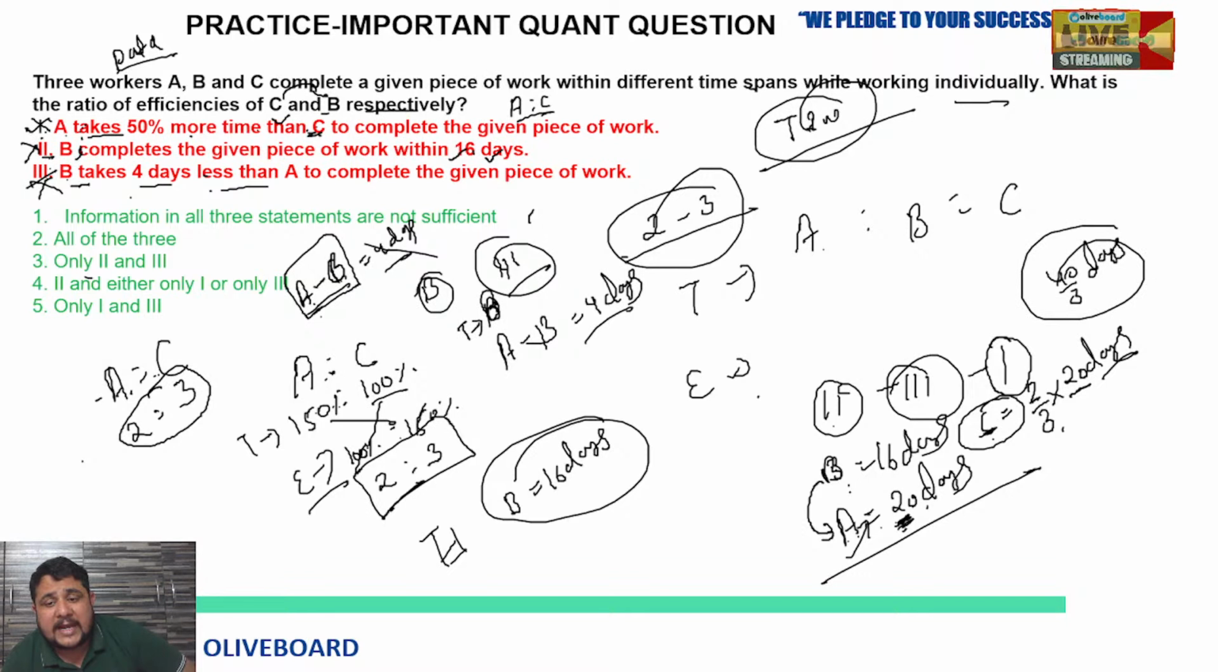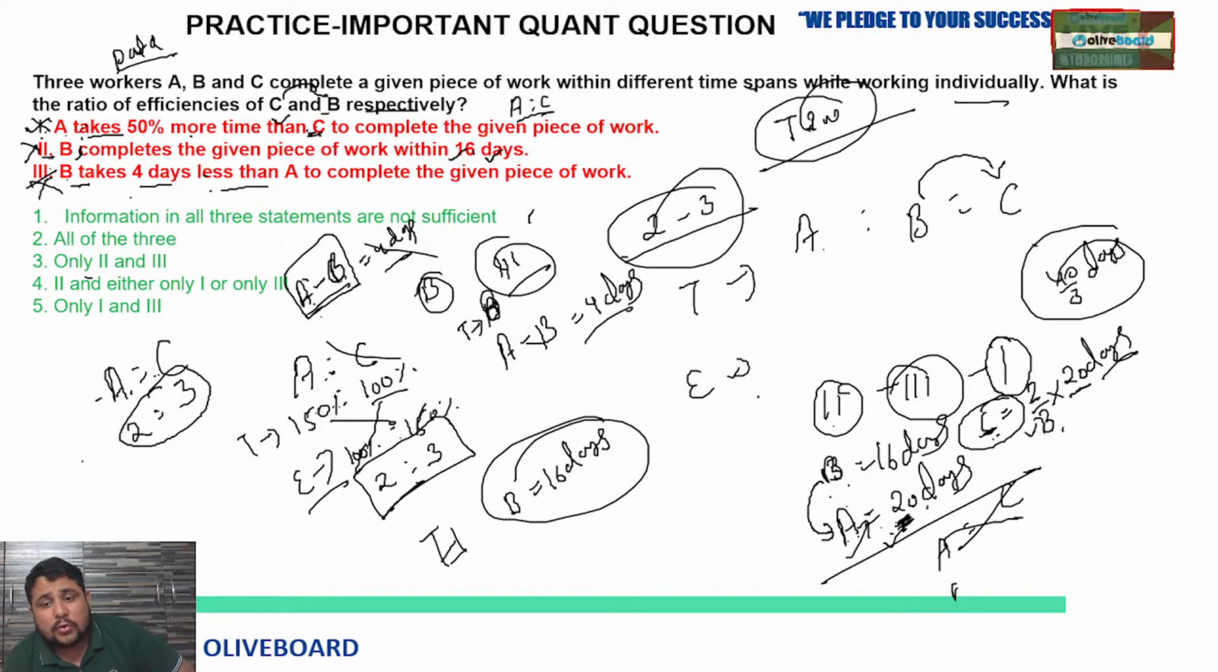So now you know the time of A and C both. A is taking how much time? B is taking how much time? So you can easily get their efficiency ratio. Efficiency ratio is just the reverse of the time ratio. Sorry, B and C is the efficiency, my mistake. Now what are they asking you? B and C's efficiency ratio.